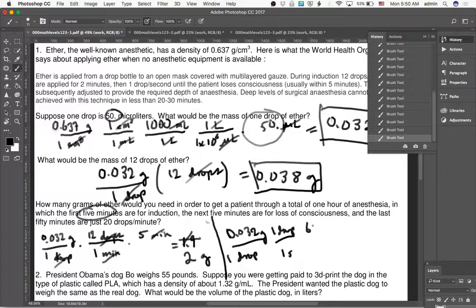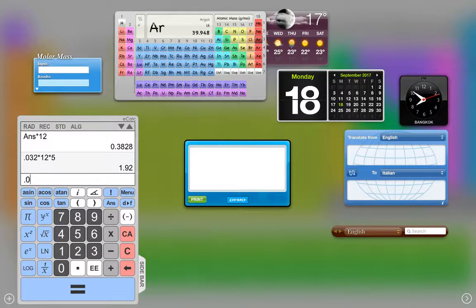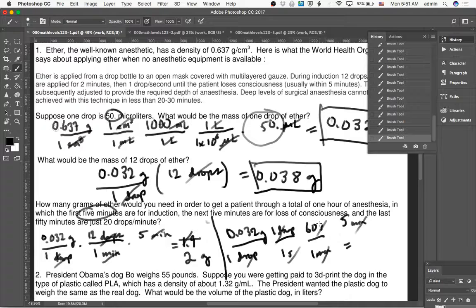So there are 60 seconds in 1 minute. And seconds are gone. And there are 5 minutes. Drops cancel. So we have grams left. So this is 0.032 times 60 times 5. That's going to be 9.6, but again, there's only one significant figure here because minutes, you cannot really count like complete minutes. So the answer is 10. So the answer was 9.6, but we can only have one significant figure, and so the answer is 10 grams.